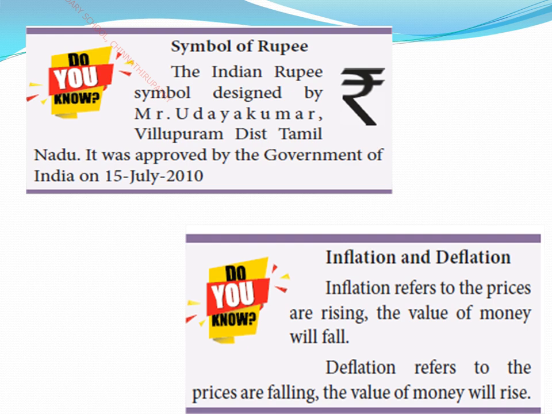Up to that, you have learned about the importance of money, saving and investment. I hope you have learned a lot about the evolution of money and types of money: commodity money, plastic money, near money, and the importance of money. You also learned about savings, deposits and investments, and at last about black money and its effects. In the last slide you learned about the symbol of the rupee, and what inflation and deflation mean. I hope you have all understood, children.